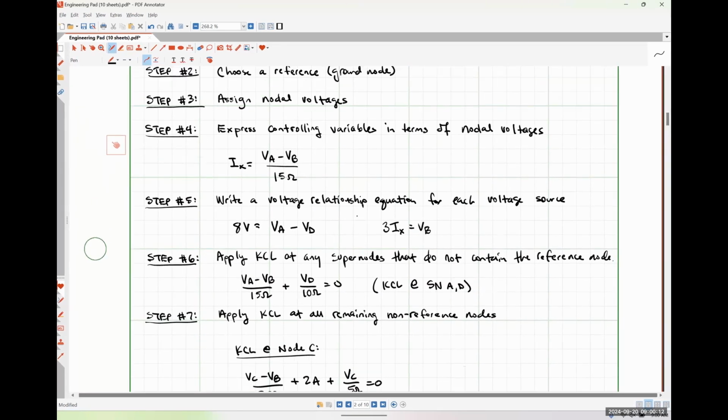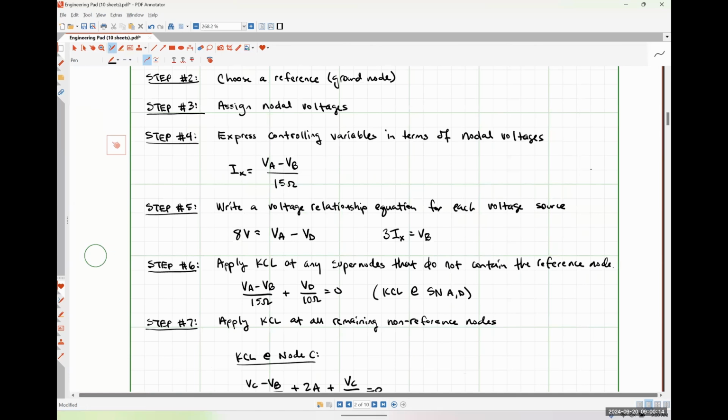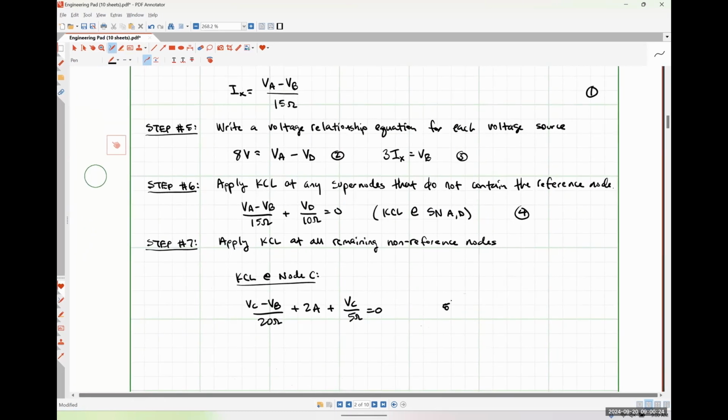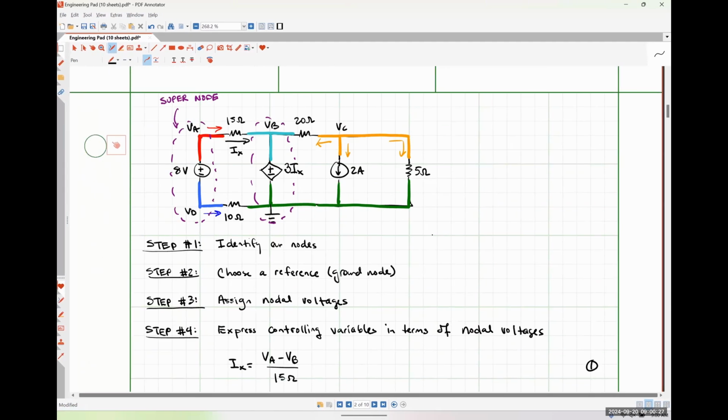Let's just check some things here. So here we have one equation for Ix, a second equation, a third equation, a fourth equation, and a fifth equation. Let's see if that makes sense. So we had 4 unknown nodal voltages, VA, VB, VC, and VD. We also had an unknown quantity Ix. We have 5 equations, 5 unknowns. We're done.